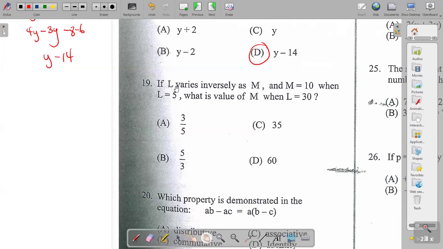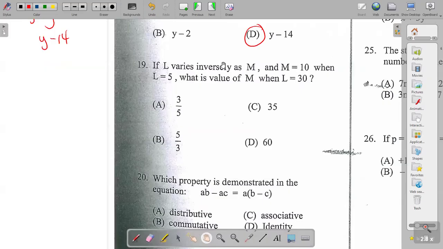All right, so we have here indirect variation. So you should know then that, okay, let's use the letters they give you. They say if L varies inversely as M, so that means L varies inversely to M.